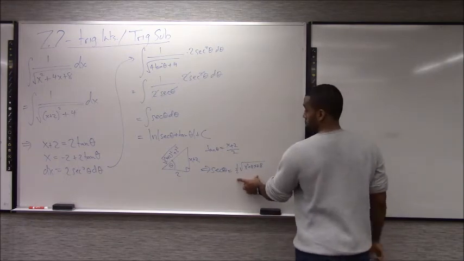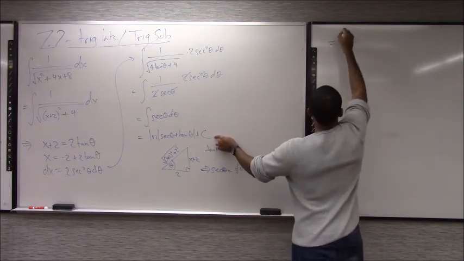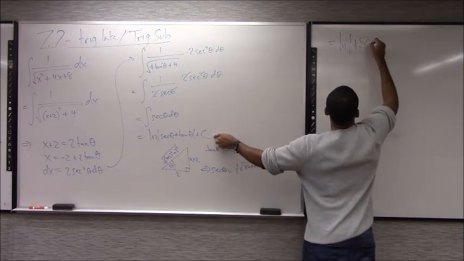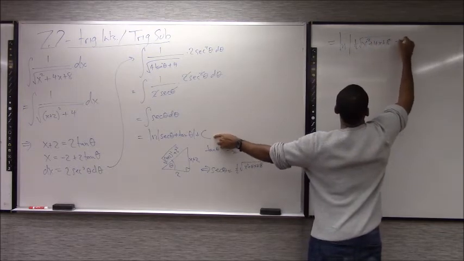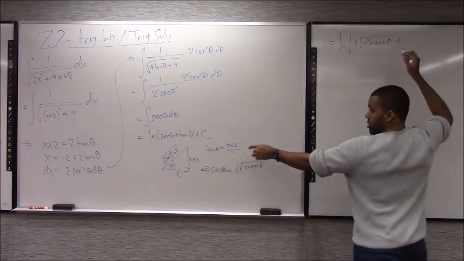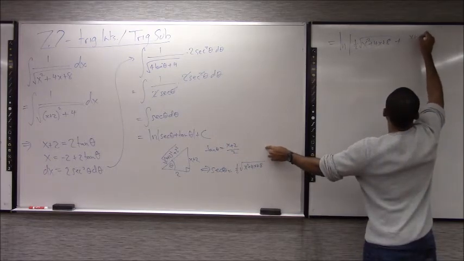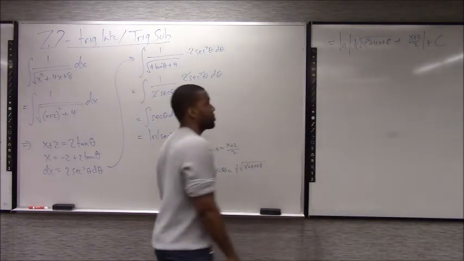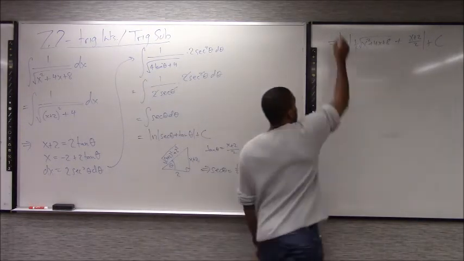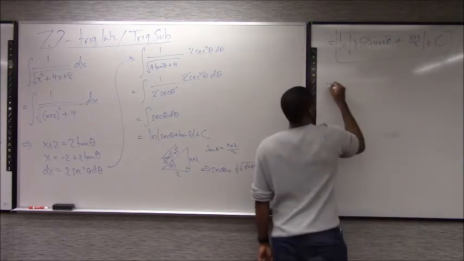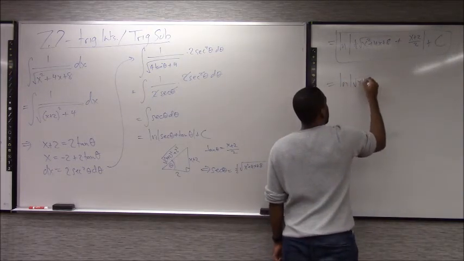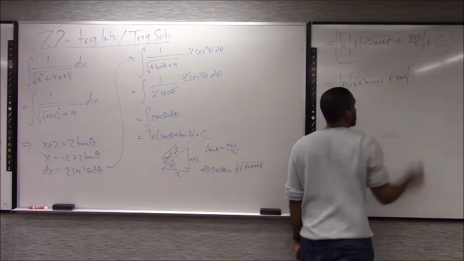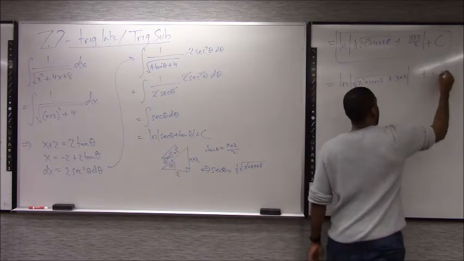So then this equals, now we just go back and plug it into here. So it's just ln of the secant plus the tangent, so that would be your answer. Which technically, using the log rules, I could just write this as this, plus c.